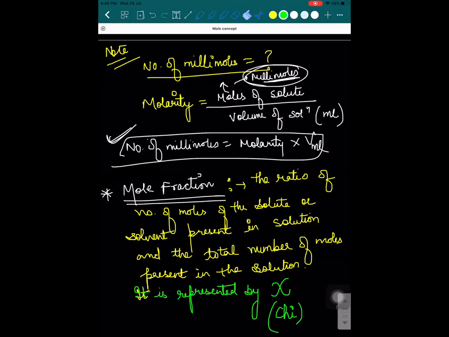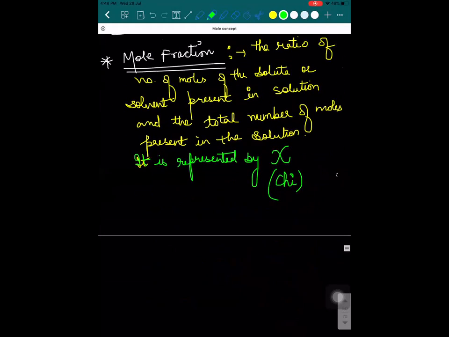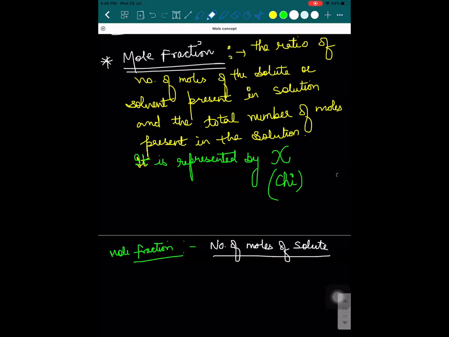What is the meaning of this particular thing? What is this? It is basically, let's say, or you can even directly write it down. It is equal to the number of moles of solute divided by the total number of moles in solution.